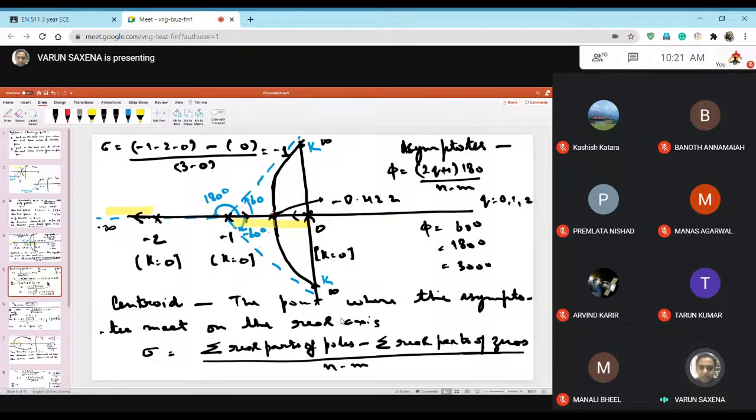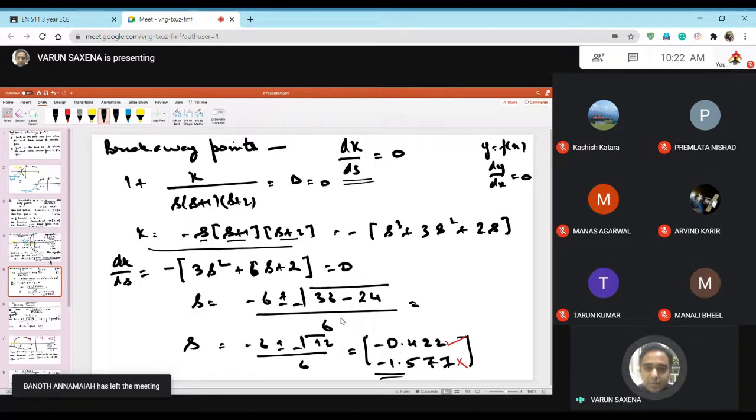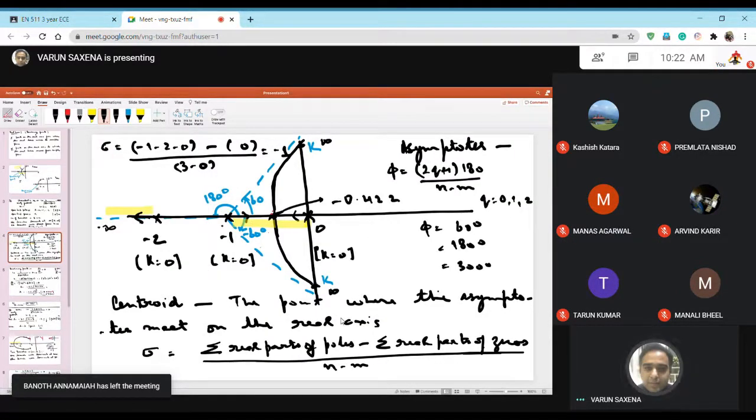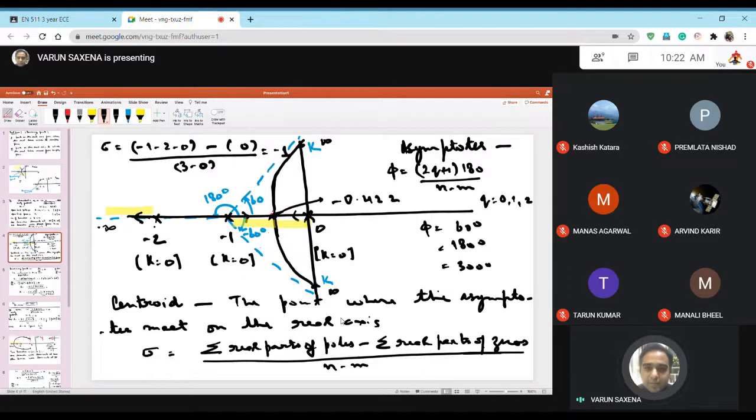How do we evaluate this breakaway point? We evaluate it by setting dK/ds equal to 0. That is what I did, and I found 2 values of breakaway points. One is -2.422, the other is -0.577. But if we look at the root locus, which value? -0.577 lies in the region between -1 and 0, and your root locus cannot lie in this region because there is no part of the root locus that lies here. So that value is rejected, and the other value is taken. So this is where it breaks.